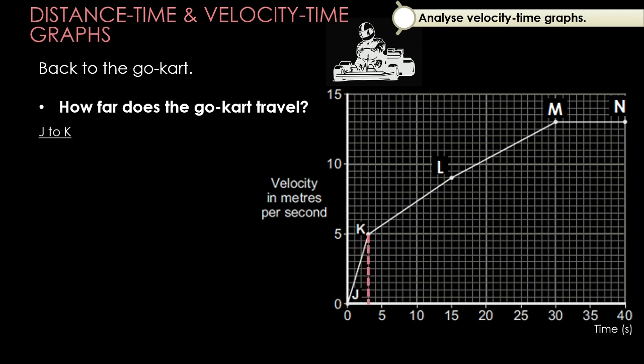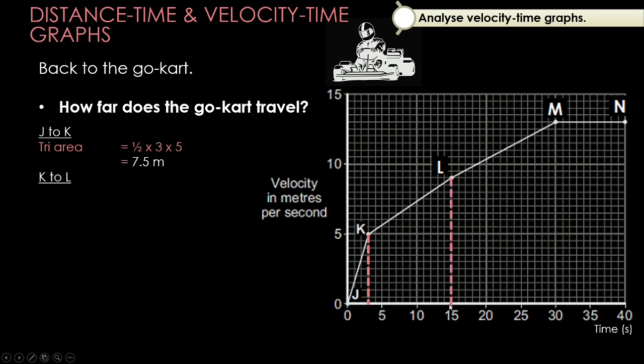In between J and K, we're going to draw ourselves a line just here to create a triangle. And the triangle's area is going to be half multiplied by the base times the height. So half times 3 times 5, 7.5 meters. So he travels 7.5 meters from J to K.